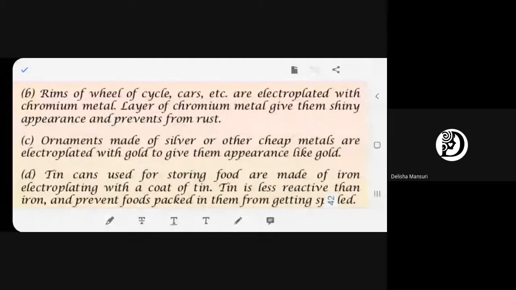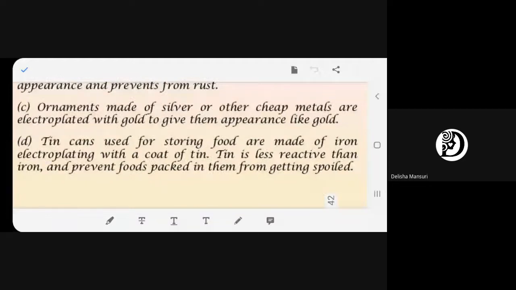Rims of wheels of cycles, cars, etc. are electroplated with chromium metal. The layer of chromium metal gives them a shiny appearance and prevents them from rust. Any problem? No, ma'am. Okay. Next.